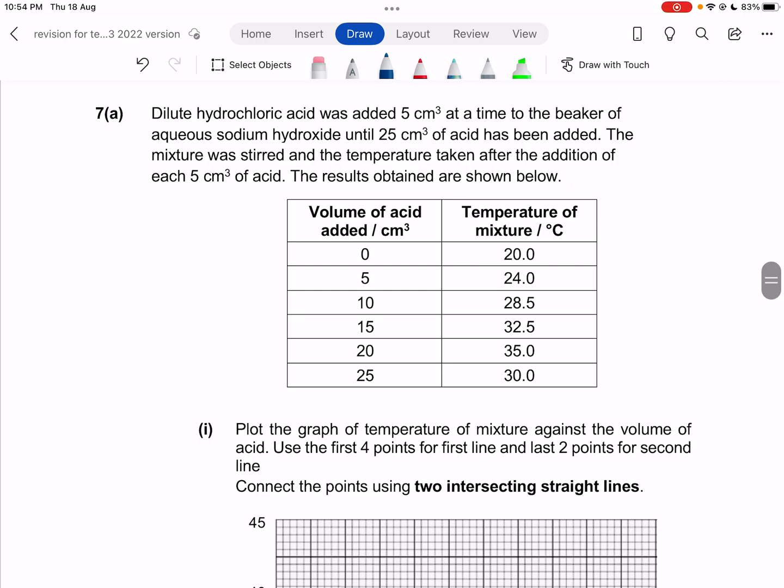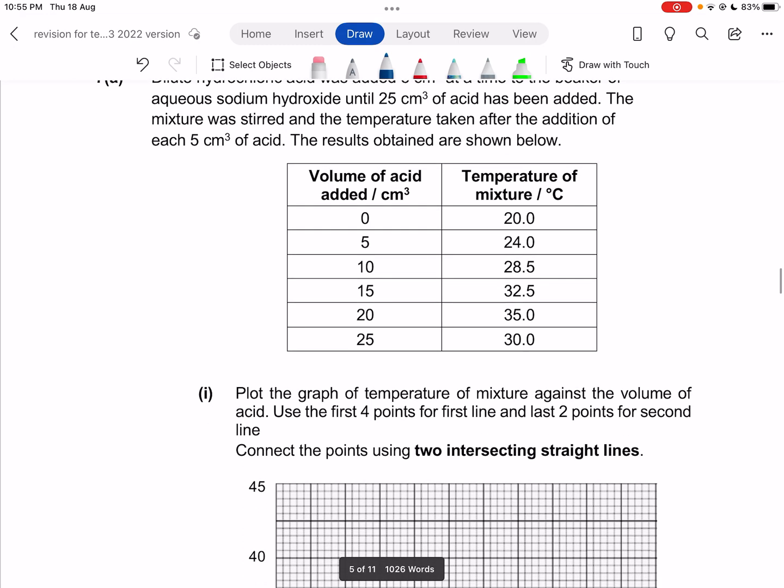Okay, so dilute hydrochloric acid was added 5 centimeter cube at a time to the beaker of aqueous sodium hydroxide until 25 centimeter cube of acid has been added. So the mixture was stirred and temperature taken after the addition of each 5 centimeter cube of acid. So the results obtained are as shown.